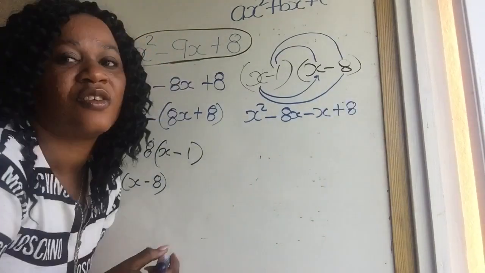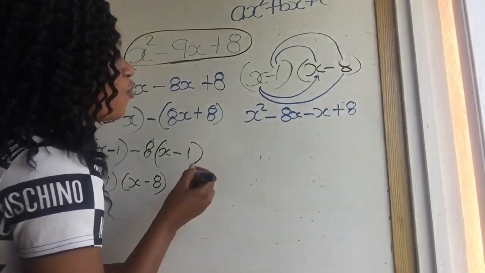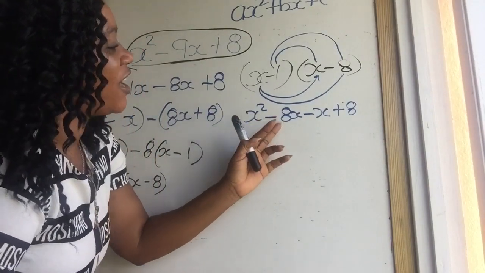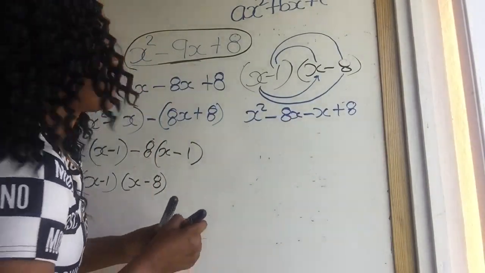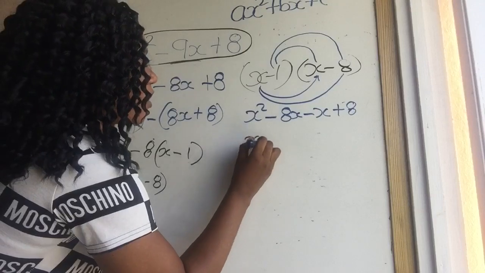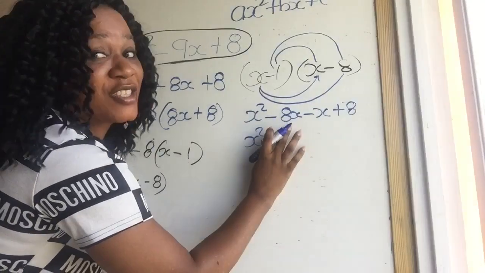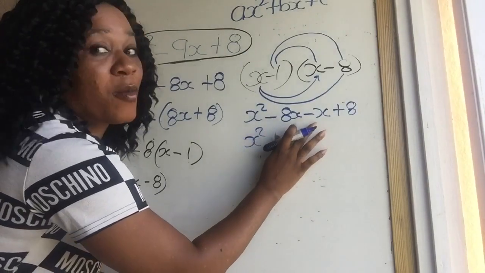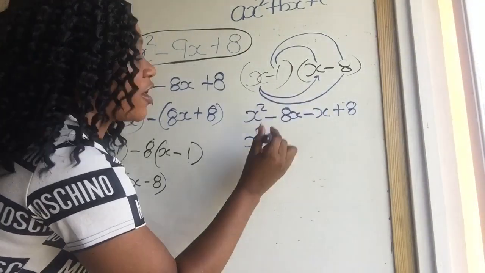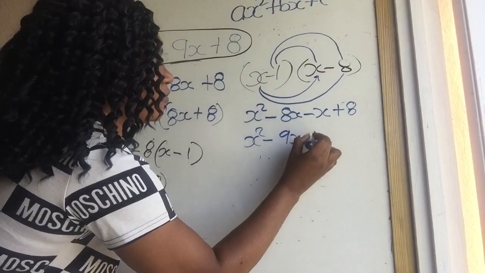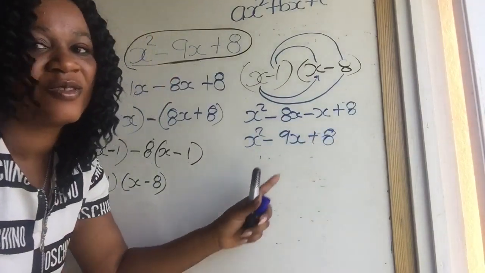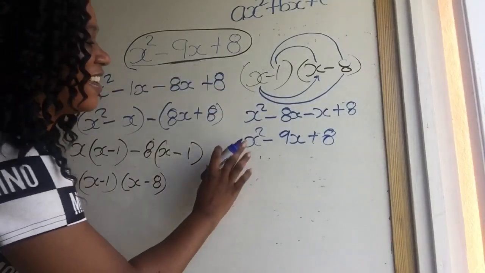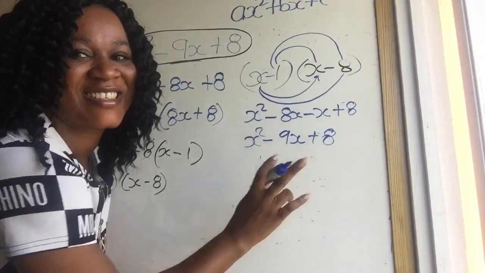Cool? So we're not done. What we're going to do is add like terms. So we have x squared minus 8x. Remember, you owe the lady for 8 bags of juice, and you go back again and take just one more. So you owe her 9 bags of juice. See there? x squared minus 9x plus 8.